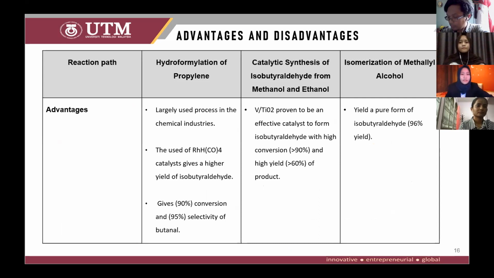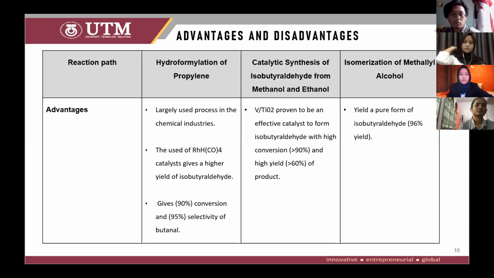Okay, next is the advantages and disadvantages of each reaction path. So for the hydroformylation of propylene, the advantage is that it is a largely used process in the chemical industry, and the use of the rhodium complex catalyst will give a higher yield of isobutylaldehyde, which gives 90% of conversion and also 95% of selectivity of butylaldehyde.